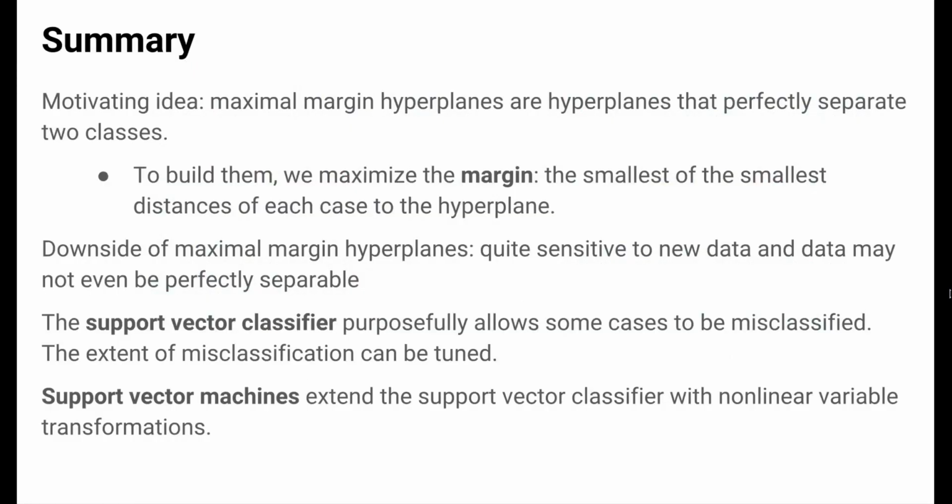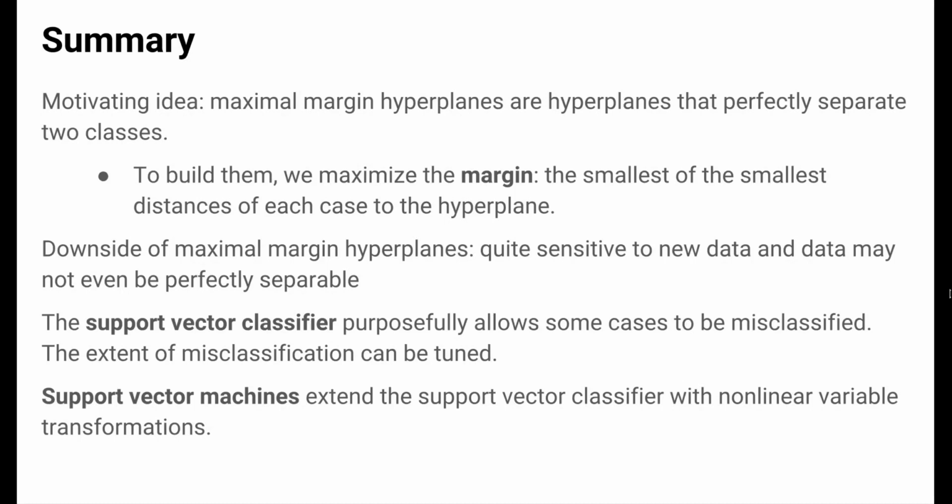In summary, the motivating idea behind support vector machines is the maximal margin hyperplane. They're hyperplanes that perfectly separate two classes. In order to build them, we maximize the margin, which is the smallest of the smallest distances of each case to the hyperplane. The downside of these maximal margin hyperplanes is that they're quite sensitive to new data, and it may not even be the case that classes are perfectly separable.